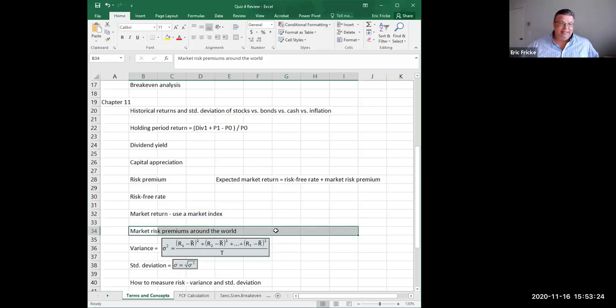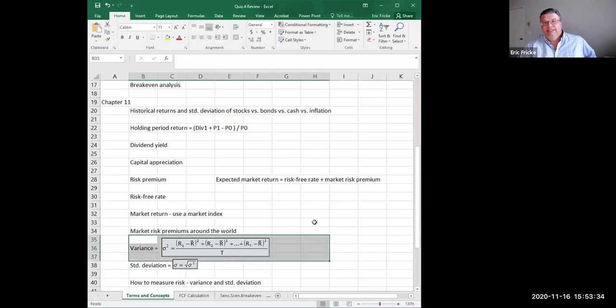So the bottom line is that these market risk premiums are different around the world for different countries. Then we looked at how we calculate risk for a stock or a different investable asset. And we do that by calculating variance. And that was the equation right there that we used to calculate variance.